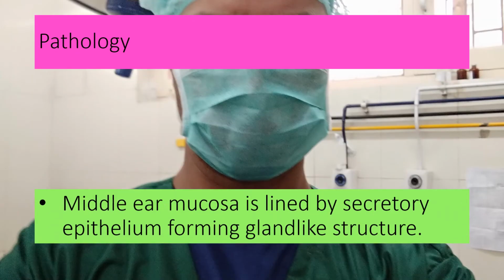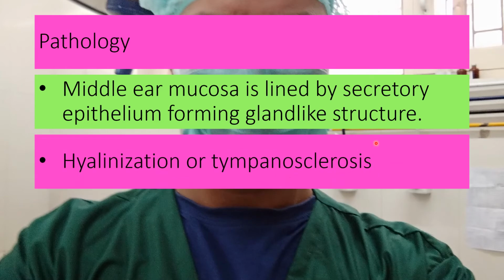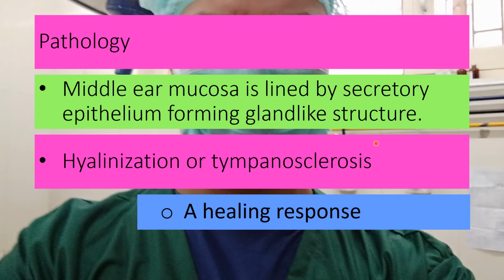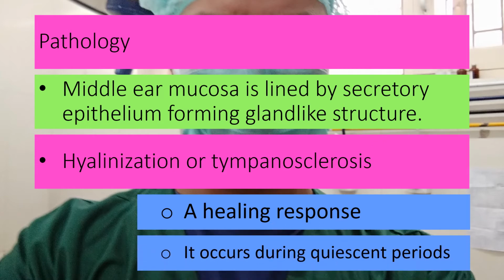What is the pathology of CSOM? Middle layer mucosa is lined by secretory epithelium forming a gland-like structure. So the middle layer, we can say, is a gland-like structure because it's lined by secretory epithelium. Hyalinization or tympanosclerosis may occur, and how it takes place is the healing response. It occurs during the quiescent period.